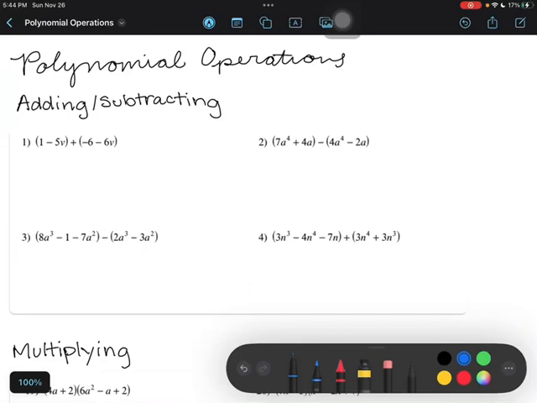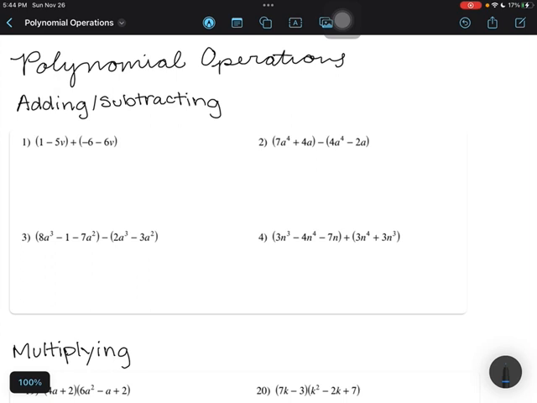So in this video, we are going to cover adding, subtracting, and multiplying polynomials, the first of our polynomial operations. Whenever we are adding polynomials, the first thing I do is write all of my terms without the parentheses so that doesn't confuse me. And then I'm going to combine like terms.